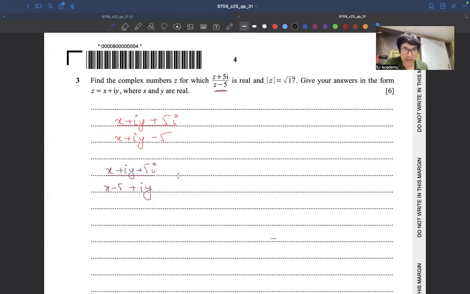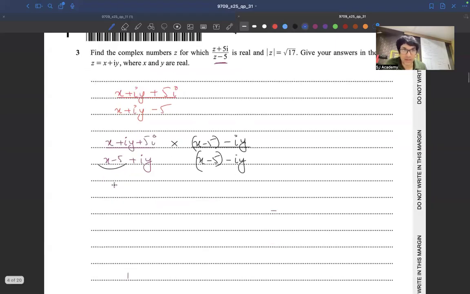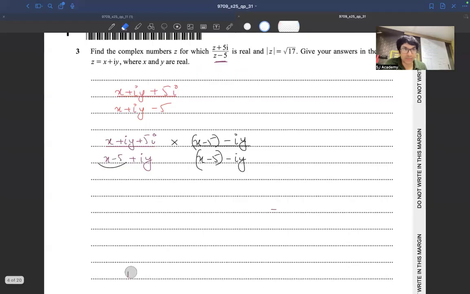So let's keep x − 5 as it is, and let's change the sign of the imaginary value. So this will become (x − 5 − iy). Now, first multiplying in the numerator, x times x will become x squared. Then x times −5 will become −5x. And then x times −iy will be −ixy.